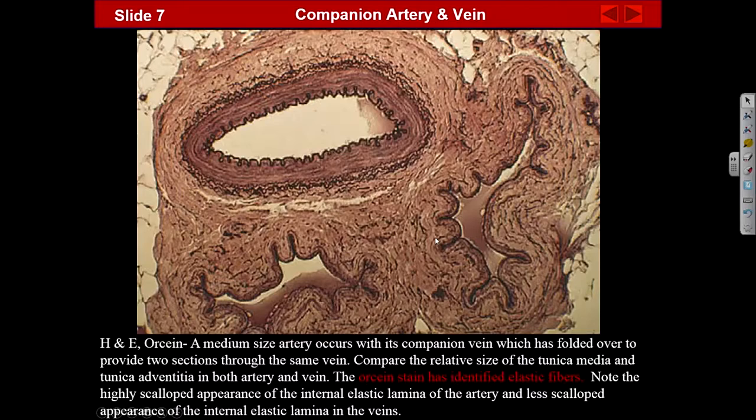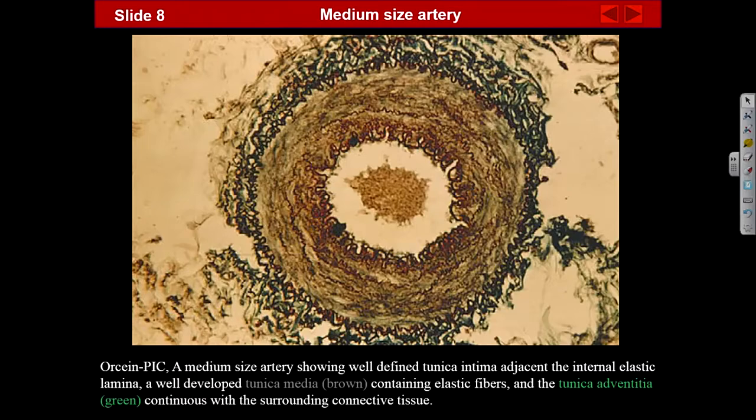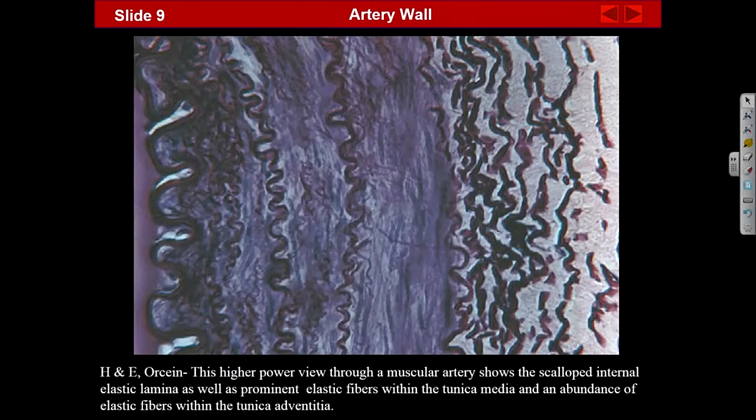So here's a medium-sized artery. So the intima, media, and adventitia out here. You can see the internal elastic lamina. You can kind of make out the external elastic lamina here. Okay. Getting higher in magnification. So here's the lumen, internal elastic lamina, media, external elastic lamina, adventitia.